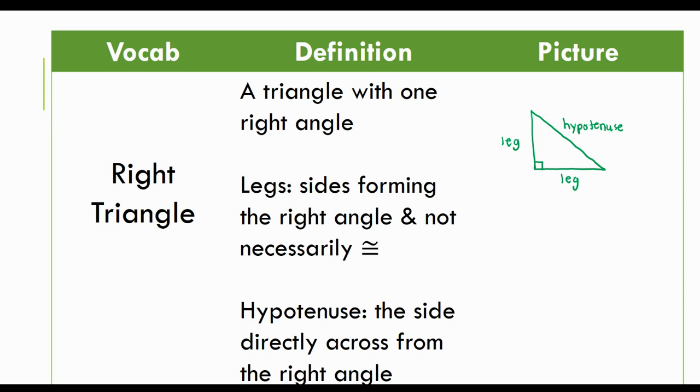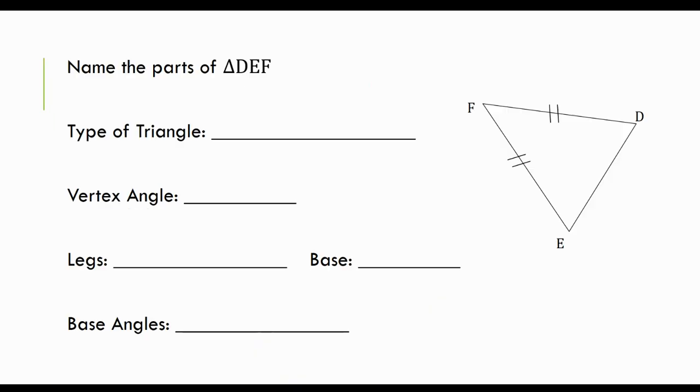Let's start looking at some practice problems. So here I've given us a triangle. We want to name the following. We want to name what type of triangle it is, and then the vertex angle, the legs, the base, and the base angles. So hopefully we notice because we have a triangle with two sides congruent, we have an isosceles triangle.